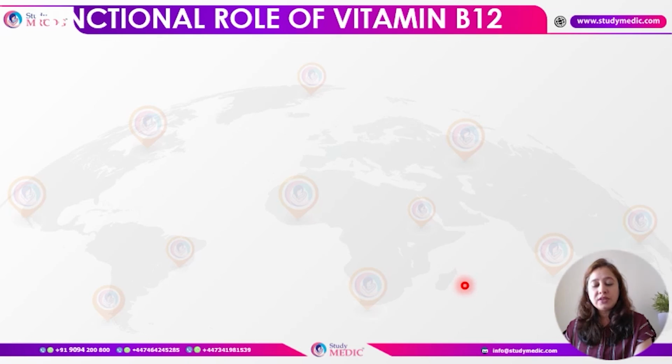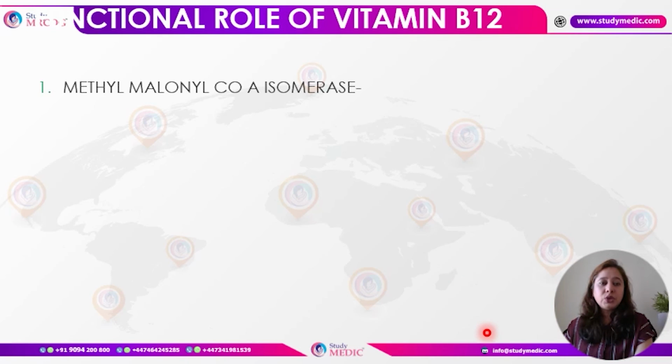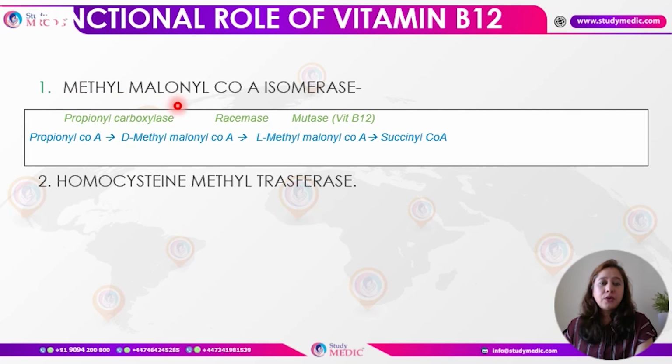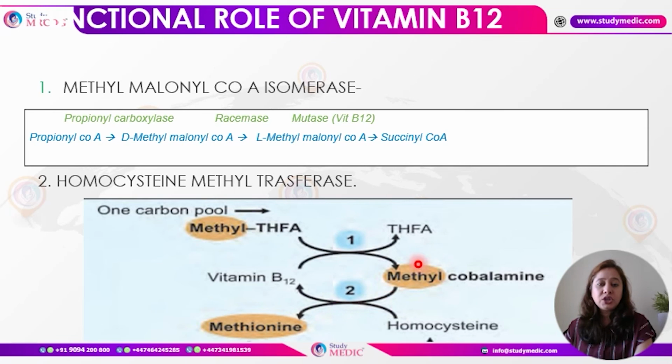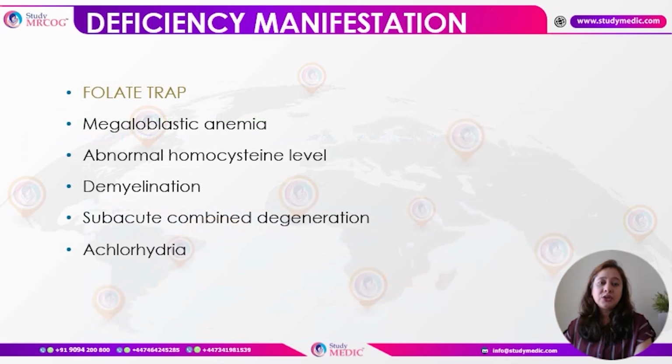So what are the functional roles of vitamin B12? There are two enzymes to remember: methylmalonyl CoA isomerase, which converts the short chain fatty acid propionyl CoA to methylmalonyl CoA and then to succinyl CoA. So this is one reaction, and homocysteine to methionine formation is another reaction which we have already learned. So if B12 is deficient, it will also cause functional folic acid deficiency. So when therapy is given, we have to make sure that folic acid and B12 are given hand in hand. Then megaloblastic anemia can be seen, increased levels of homocysteine, demyelination, the combined degeneration of the cords can be seen, or there can be aciduria.